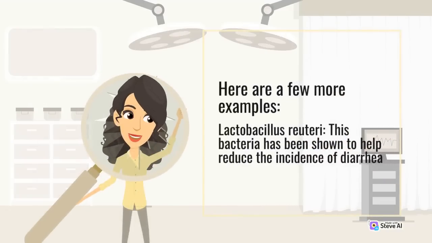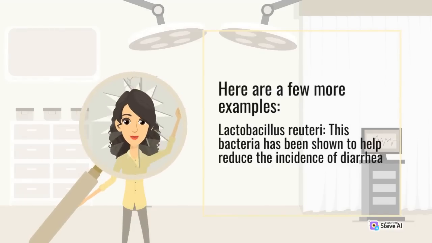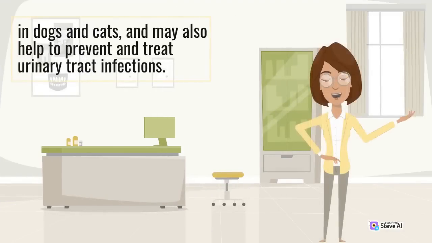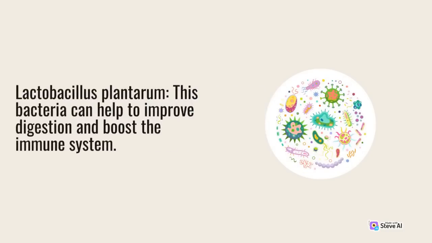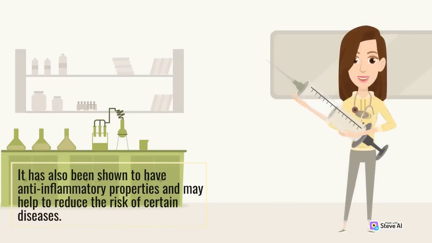Lactobacillus reuteri. This bacteria has been shown to help reduce the incidence of diarrhea in dogs and cats, and may also help to prevent and treat urinary tract infections. Lactobacillus plantarum. This bacteria can help to improve digestion and boost the immune system. It has also been shown to have anti-inflammatory properties and may help to reduce the risk of certain diseases.